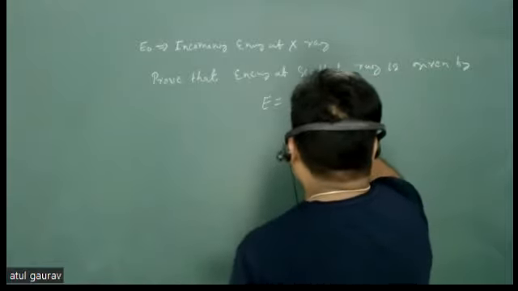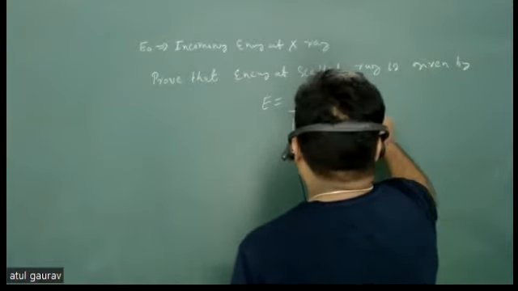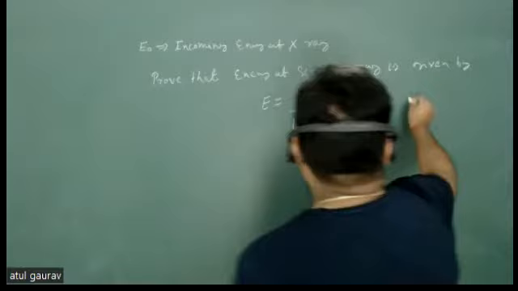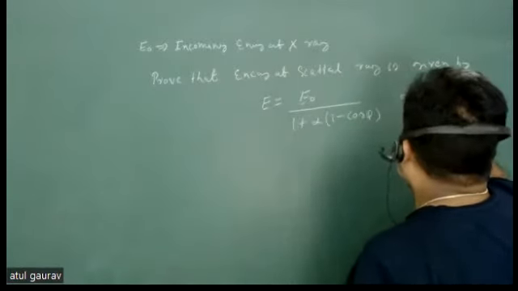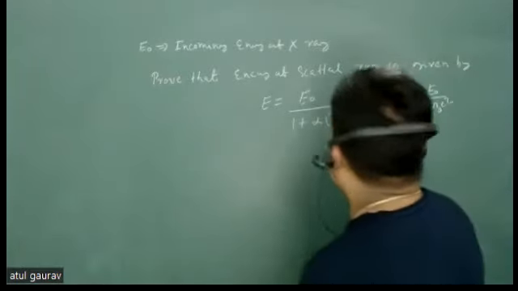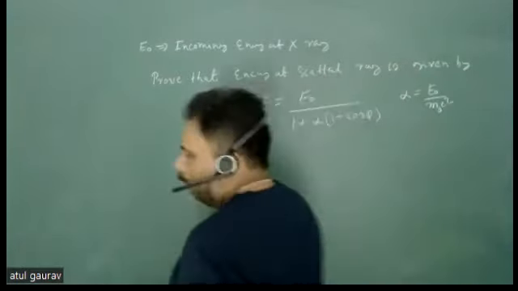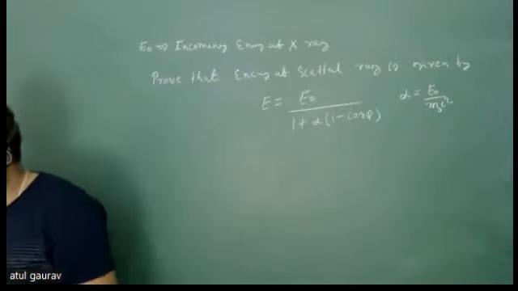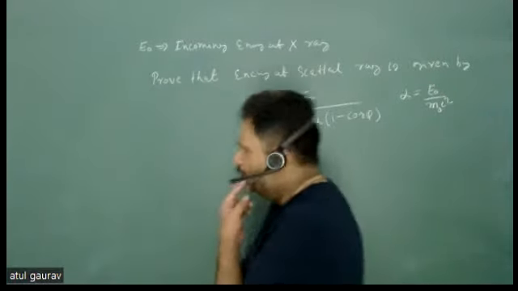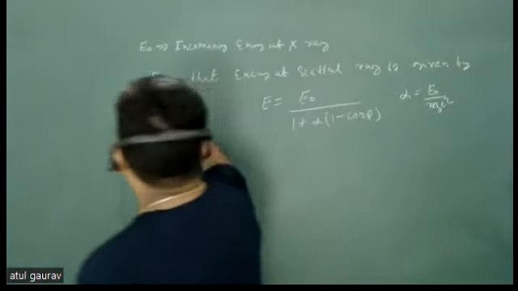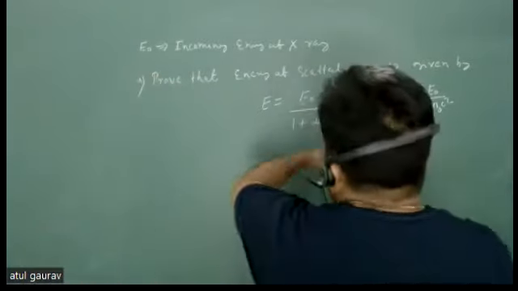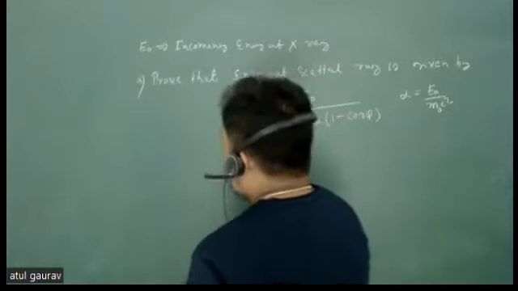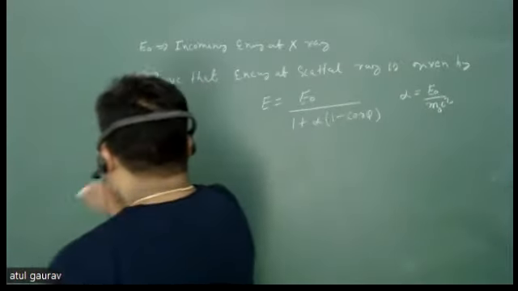Alpha times 1 minus cos phi, where alpha is given by E naught by m naught c square. Now, this is my A part of the question. By using this relationship, just go for the B part of the problem.